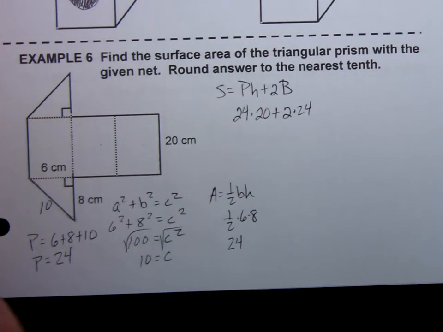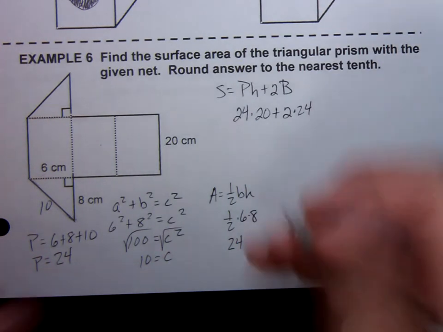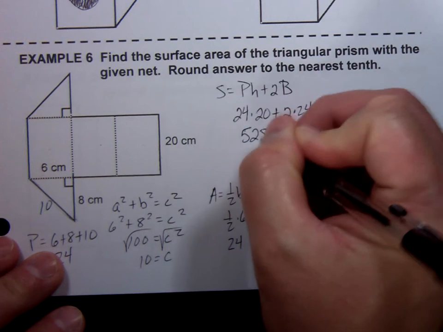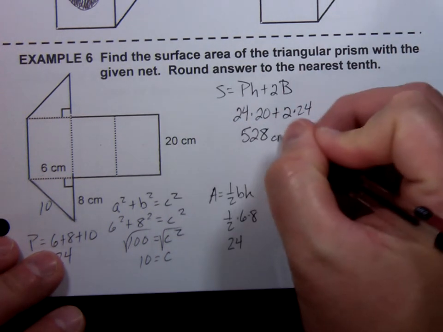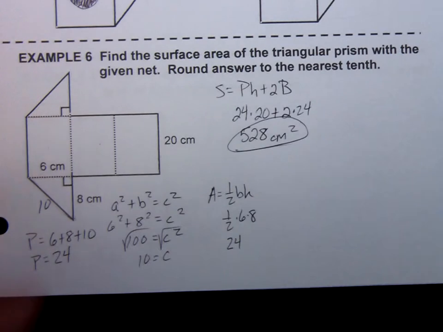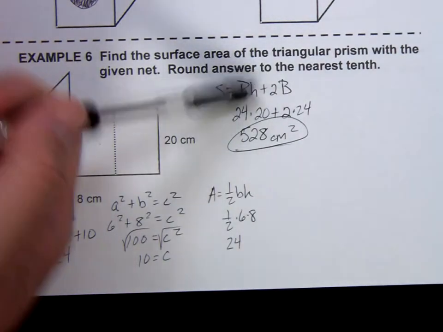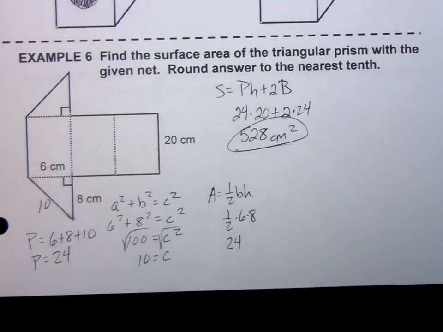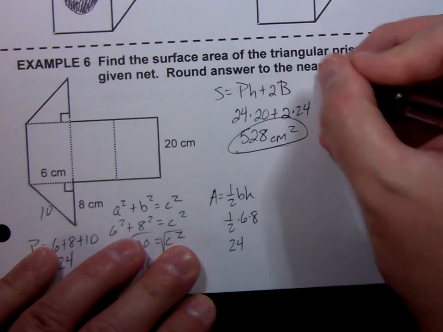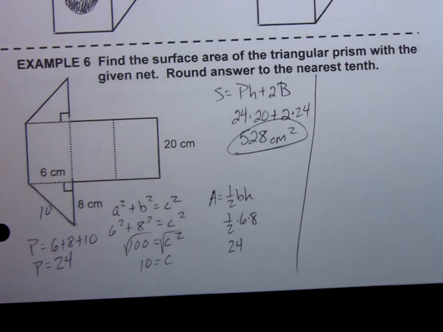So I'm typing in the calculator, 24 times 20 plus 2 times 24. And that gives me 528. And this was in centimeters, so area is always centimeters squared. So that was finding the surface area by using the surface area formula for a prism. I'd like to do it by just finding the individual shapes' areas and adding them all up, treating it like a composite figure as well though. So that was way number one to do it. Let's talk about the second way to do it.